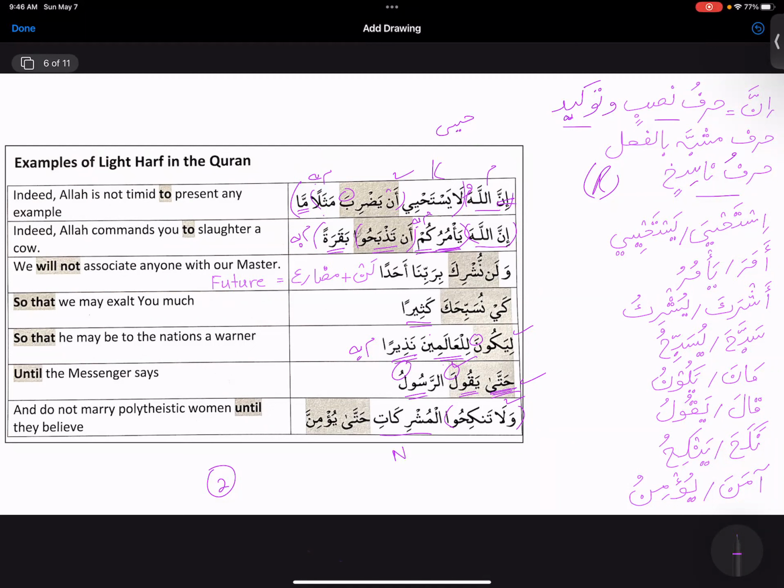I'm not going to say nasab or jar anymore. Now we need to be more clear. Because there's no jar over here, it is nasab. And if it is nasab, then what label is it getting? Mafulun bihi. So do not marry who? Al mushrikati. This is mafulun bihi. And then hatta, harfu nasibatul mudariya, and yu'minna. See, this is hunna and no change came here.